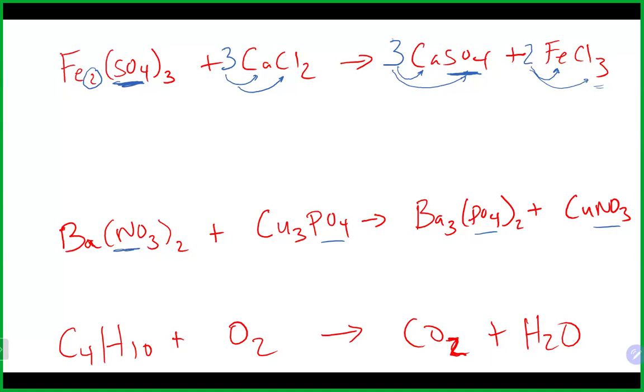And over here I have 2 nitrates. I have 1 nitrate. So to fix that, I'm going to put a 2 in front of it. That will give me 2 nitrates. That will also give me 2 coppers. Why do I know that's a bad move?